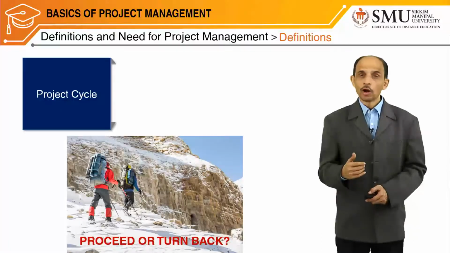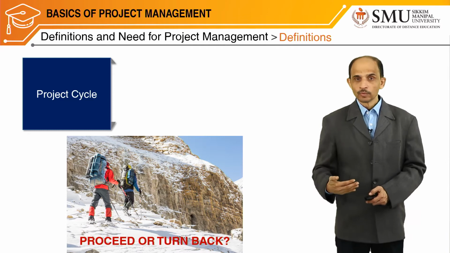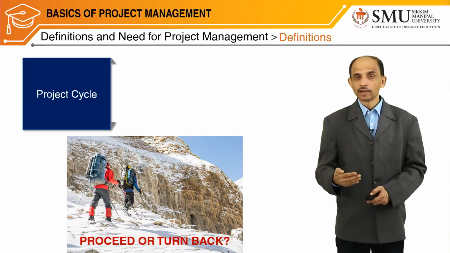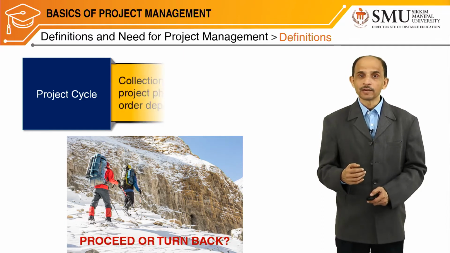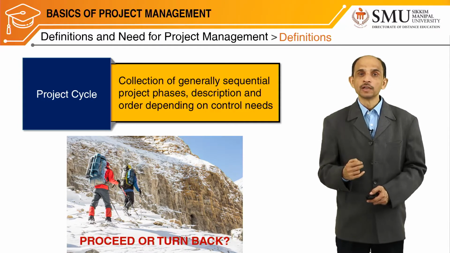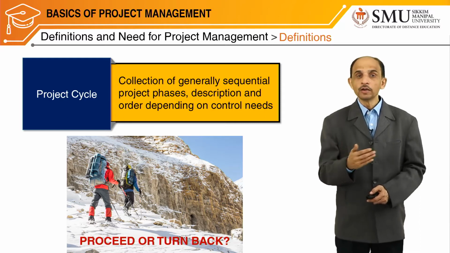Your project will not happen all at once. There will be multiple phases that you will go through. You will have a base camp, the first camp, the third camp, and finally you will make it to the top. So you go through a project cycle. A project cycle is defined as a collection of generally sequential project phases, whose description and order depend on the control needs of the project management. At every stage, at every part of the cycle, you may decide to proceed or turn back.